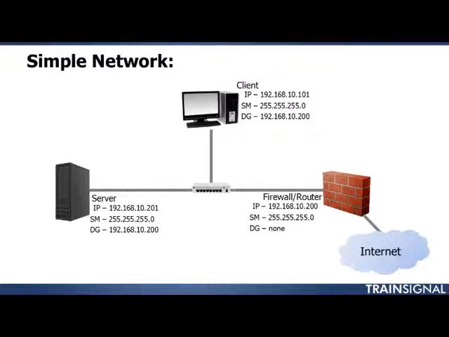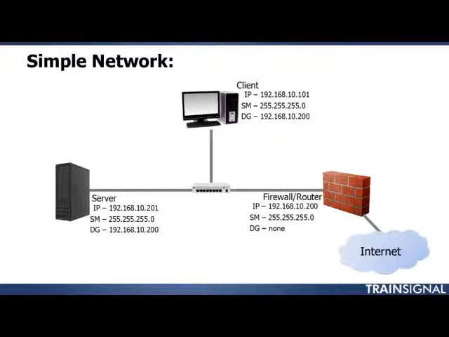And if we take that a step further and look at the firewall router, you'll see that it has an IP address of 192.168.10.200 with the same subnet mask, putting it on the same network. In other words, all 3 of these have the same network ID, and it has a unique address of 200.